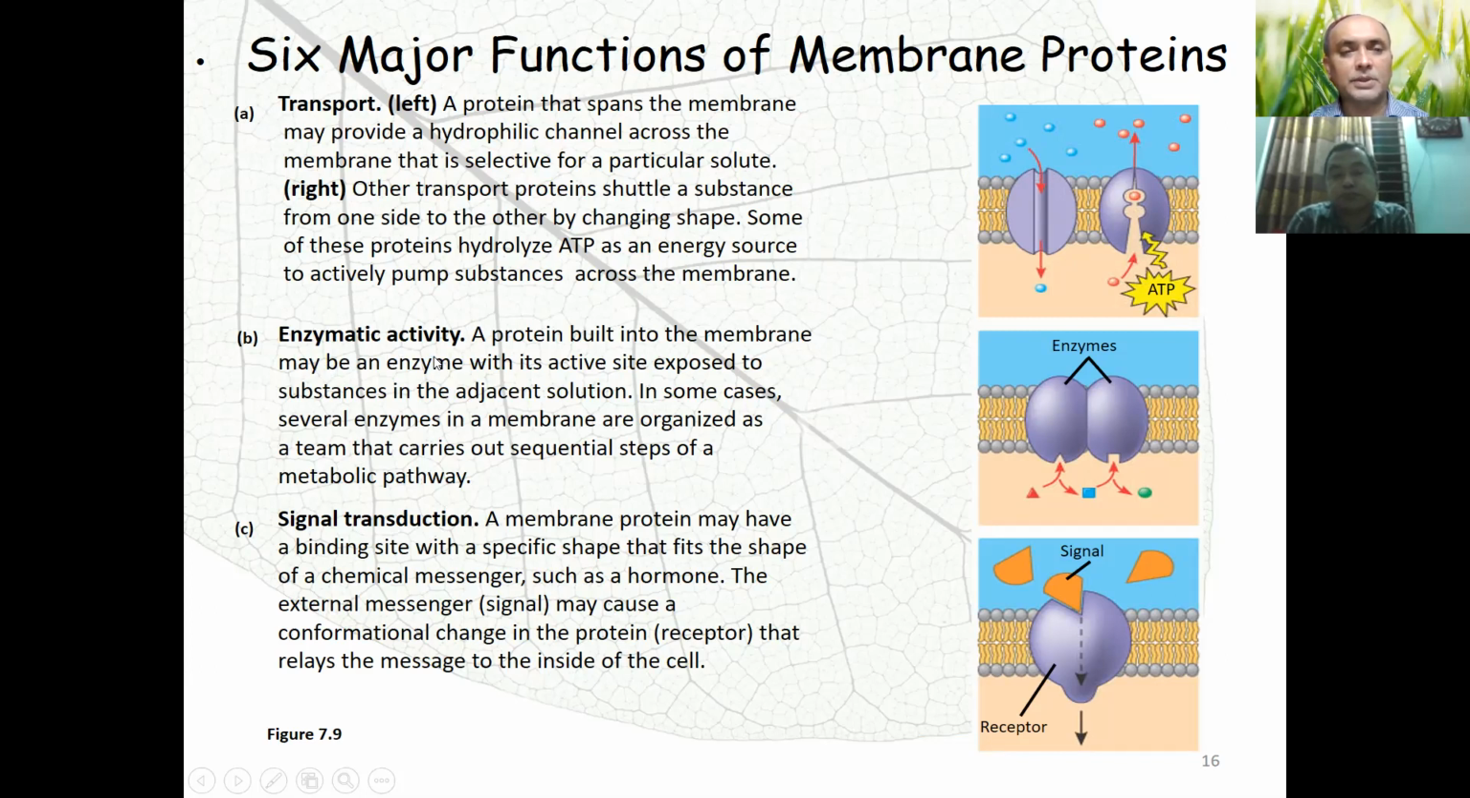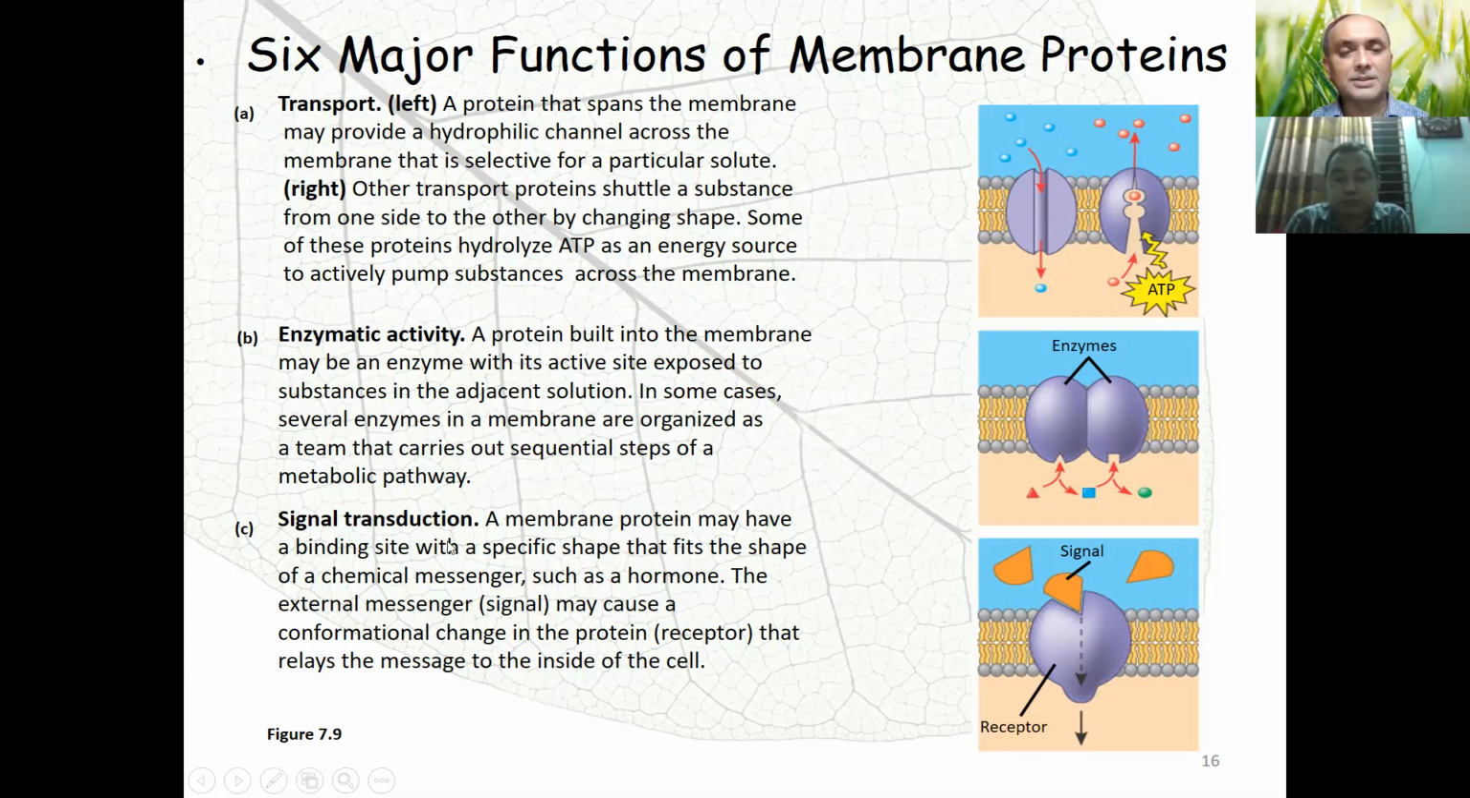One is transport, another is enzymatic activity of the membrane protein. A protein built into the membrane may be an enzyme with its active site exposed to the substance in the adjacent solution. The adjacent solution can be inside here; this transmembrane protein can act as an enzyme and catalyze the reaction. So membrane proteins are organized as a team that carries out sequential steps of a metabolic pathway. So they can participate in the metabolic pathway.